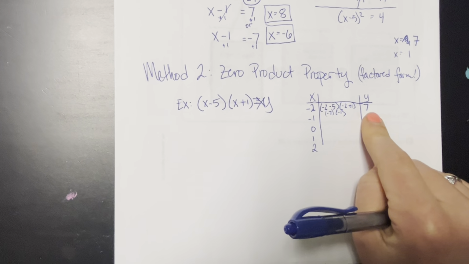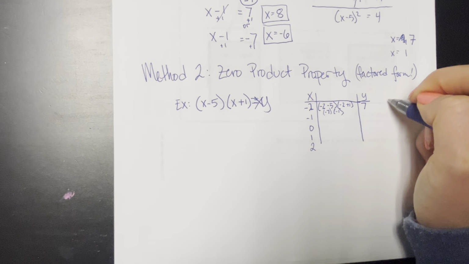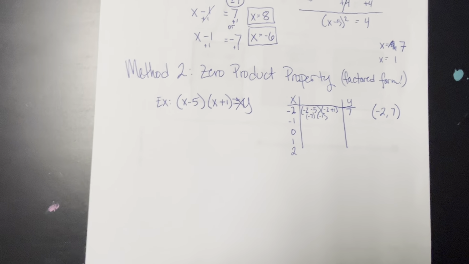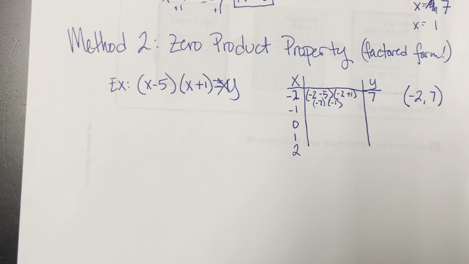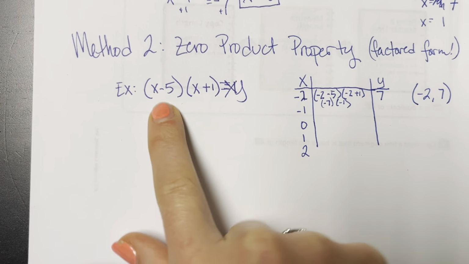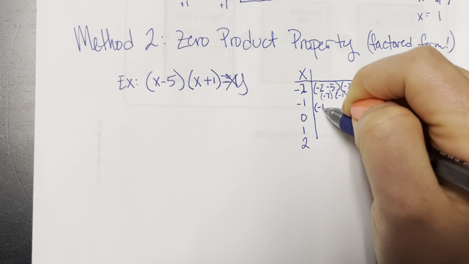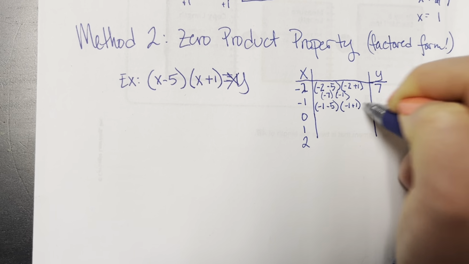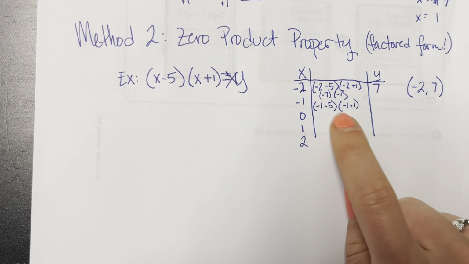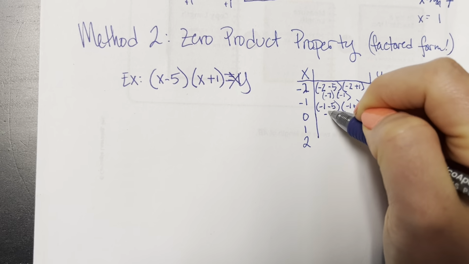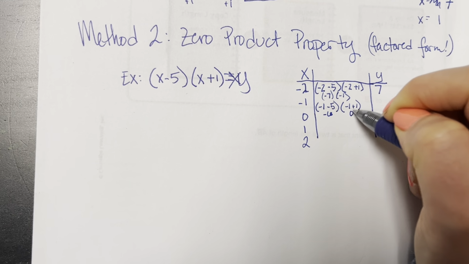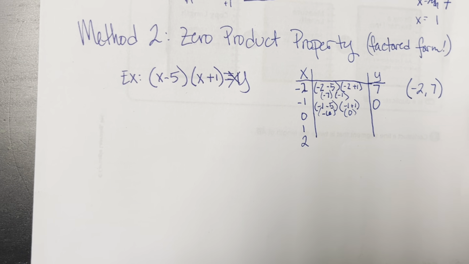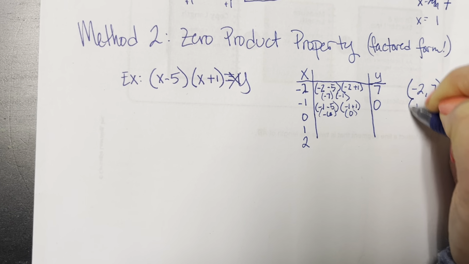So my input and my output is an XY pair. That is a coordinate point. So -2, 7 would be on this graph. There is a reason I'm making you do this. When you plug in -1, you get -1 minus 5, -1 plus 1. I sure hope you guys aren't fast forwarding through this. -1 minus 5 is -6. -1 plus 1 is 0. So -6 times 0 is 0. So we have -1, 0.